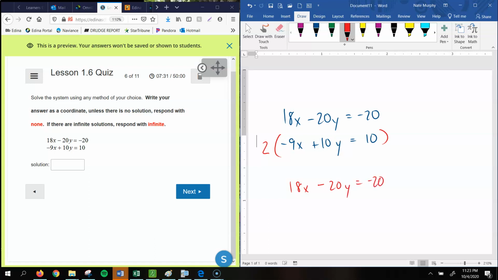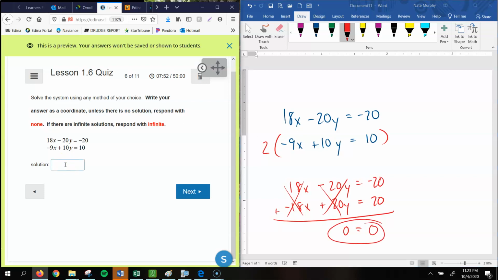So then when I multiply everything by 2, I get -18x plus 20y equals 20. So when I add these together, not only do the x's disappear, but also the y's, because the -20 plus 20 would equal 0 as well. And on the right side, -20 plus 20, that also equals 0. So this is one of those where we get 0 equals 0. So that is a true statement. So this is where we would type in infinite as our answer.